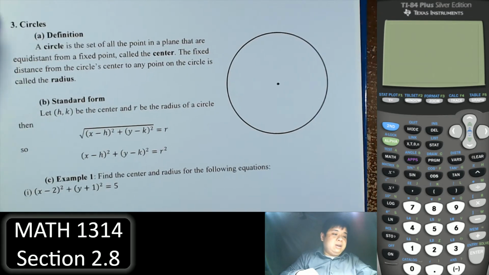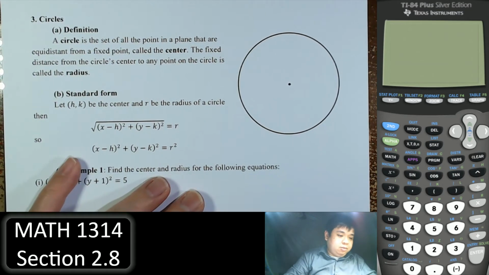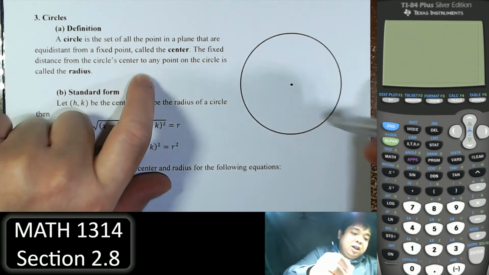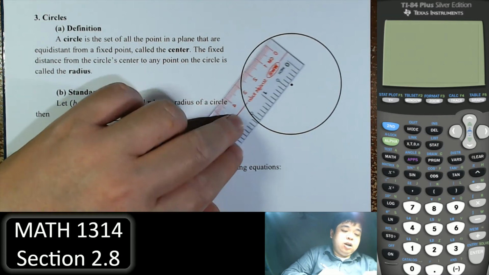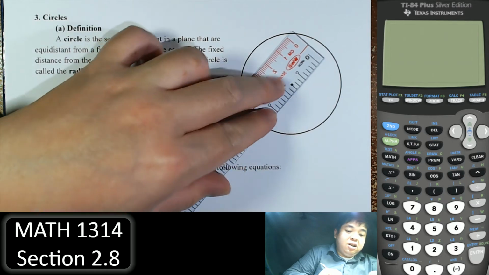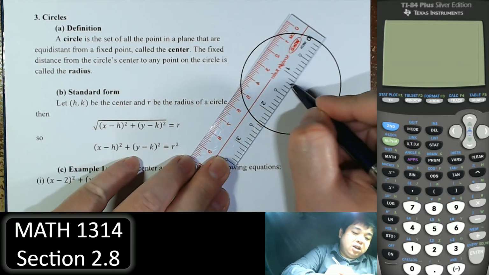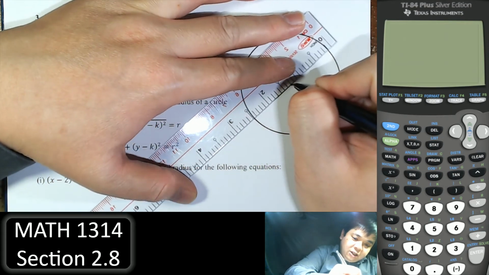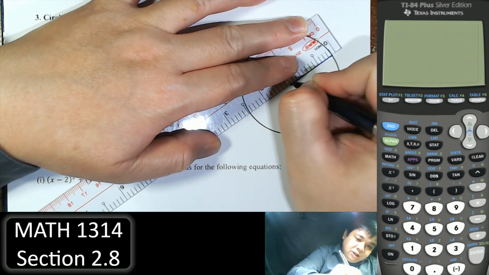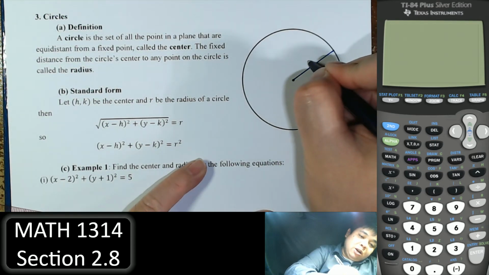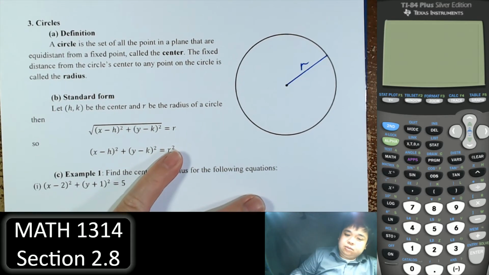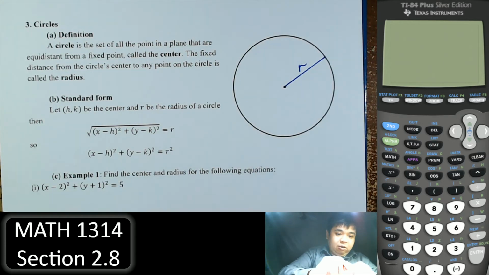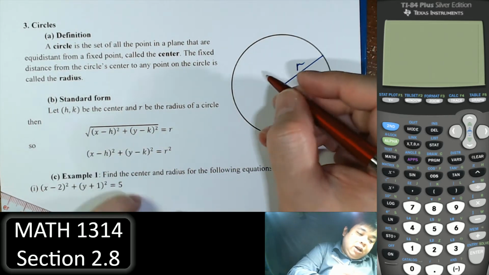Right. Next we have the equation of a circle. Definition: a circle is the set of all the points in the plane that are an equal distance from a fixed point called the center, and the fixed distance from the center to a point on the circle is called the radius. So here we have a radius, here, that would be r. So that distance will be constant from the center, right?